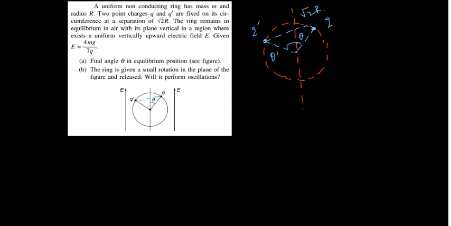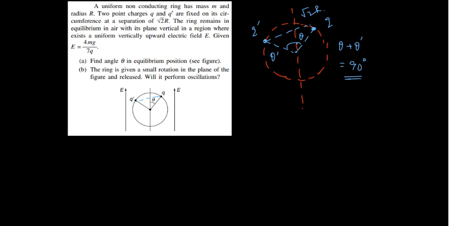Why? Because if I draw the ring, then the two points are chosen in such a way: one point is here, this is q, this is the center, and another charge is at this point, this is q prime. So this angle they have said to be theta, and this separation is root 2r. If I take this angle to be theta prime, I can comfortably write theta plus theta prime is equal to 90 degrees. That's important. So that we have to take care of.